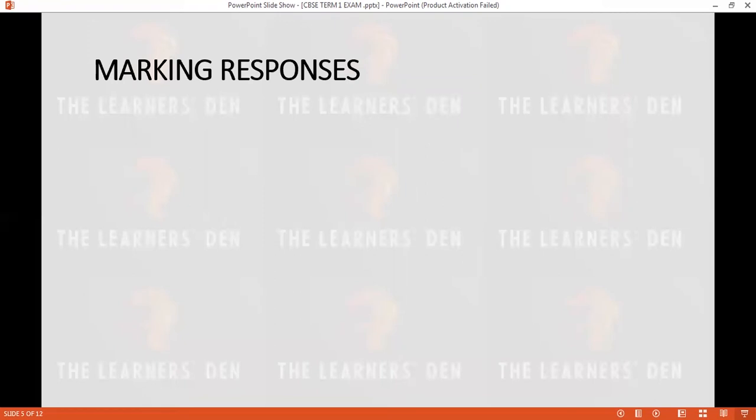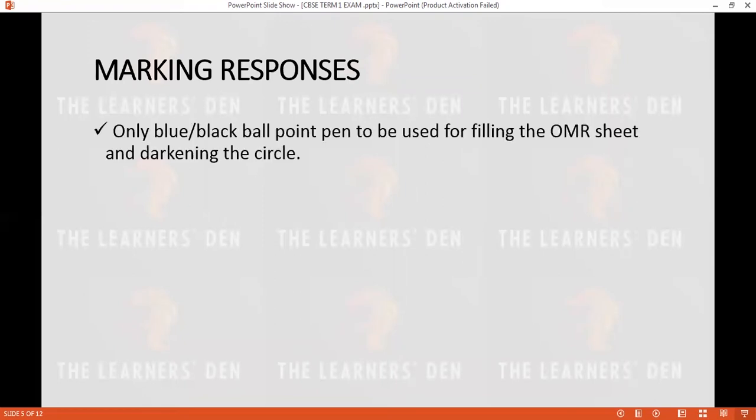Marking responses. Moving on, the candidates need to use only blue or black ballpoint pen for filling the OMR sheet and darkening the circle. Please note they have mentioned ballpoint pen because otherwise the gel pens or ink pens tend to dirty the question paper with any drop of water or liquid as such. So to avoid that, the CBSE has mentioned using ballpoint pens.